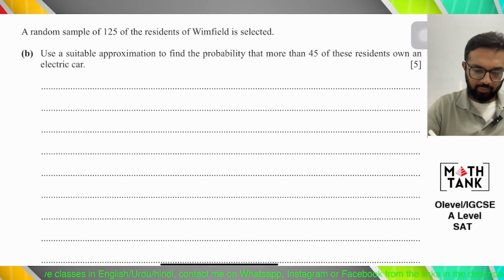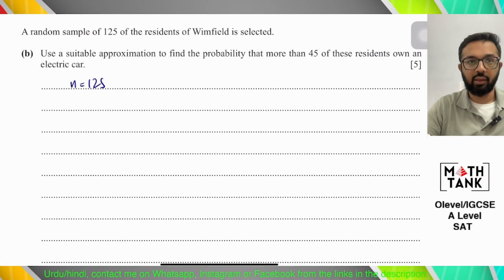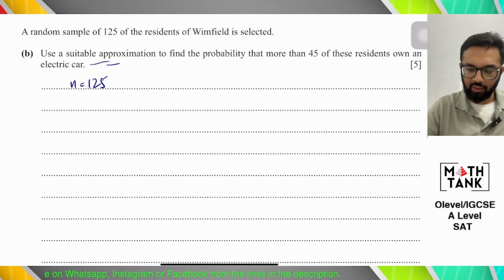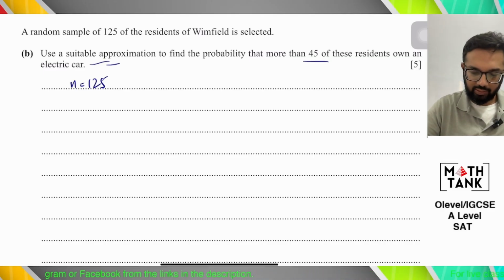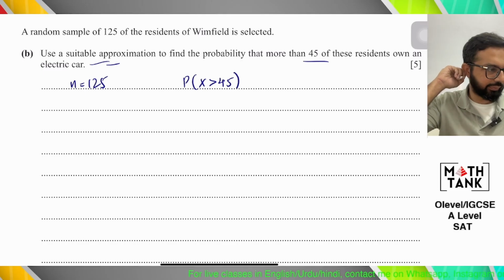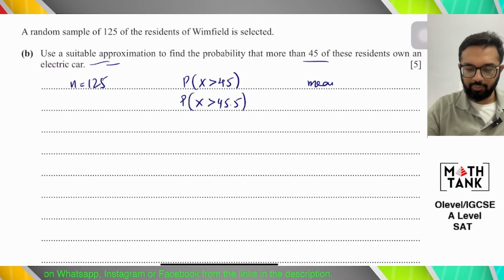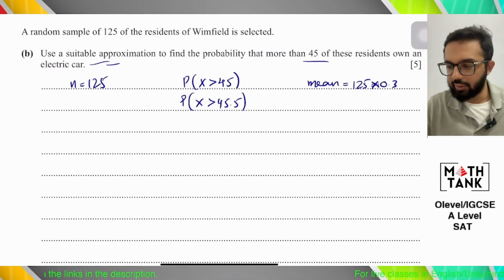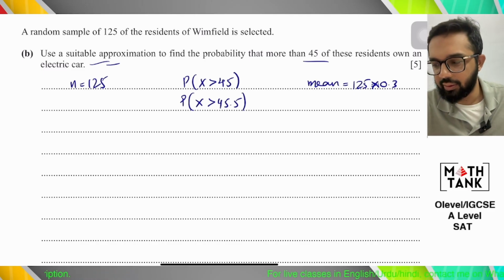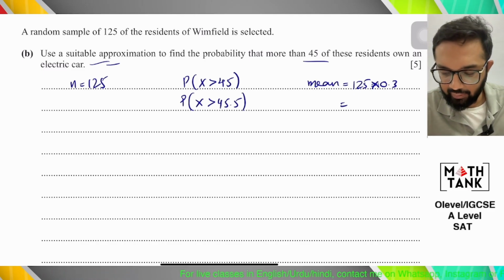A random sample of 125 residents. So that tells me that n is large. I will need a suitable approximation to find the probability that more than 45 of these residents own an electric car. So more than 45. The first thing that I should do is a continuity correction, so that's 45.5. I calculate the mean: 125 times 0.3, 37.5, I think.